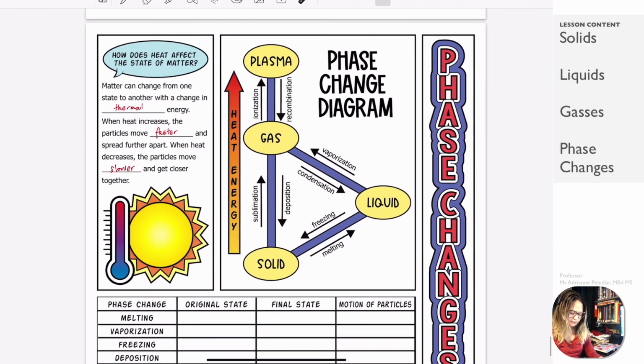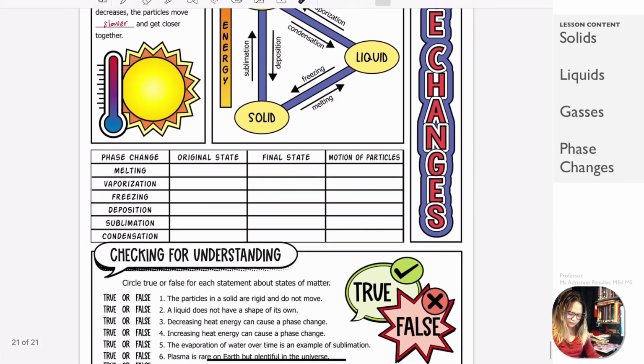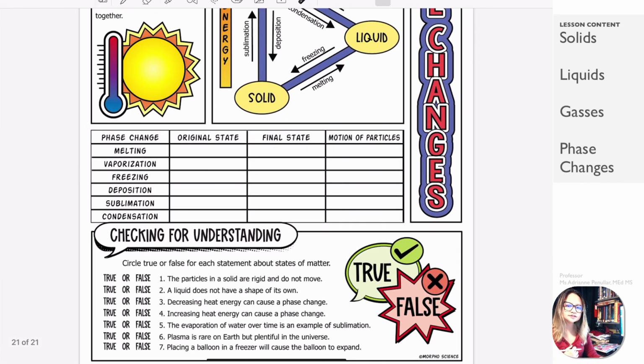And that's pretty much it. The rest of these guys, we're going to be working on it in class. Hopefully this is a good introduction on the different phases, including solid, liquids, and gases, how to draw them out, and how to go between one to another.